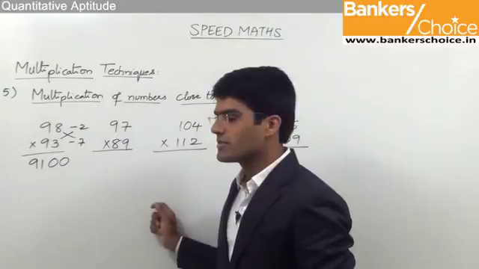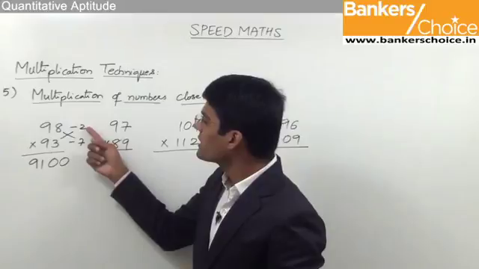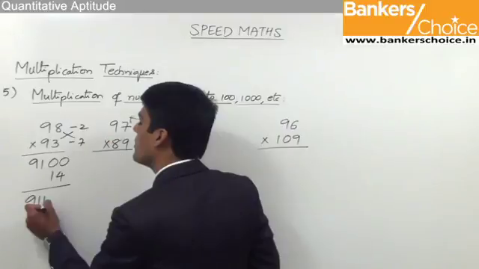And to this 9100 we need to add the product of these two numbers. Now minus 2 into minus 7 is plus 14. So we can say 14 should be added to this. So 9114 will be the answer. So this is how we can multiply numbers which are close to 100.